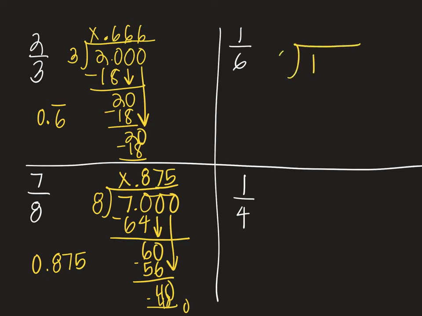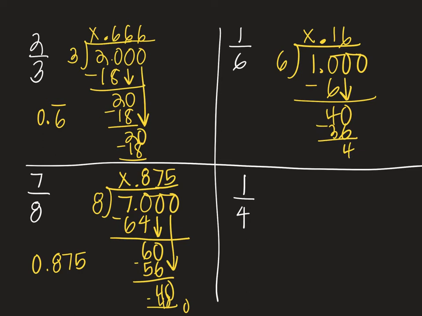1/6, top in the box. 6 doesn't go into 1, but it goes into 10 once. Subtract, bring down a 0. 6 goes into 40 6 times. And here we have 4 again. 6 goes into 40 6 times. So here we're getting our repeating part. So it's just the 6 that's repeating. So 0.16 with a bar only over the 6, because that's the only part that repeats.